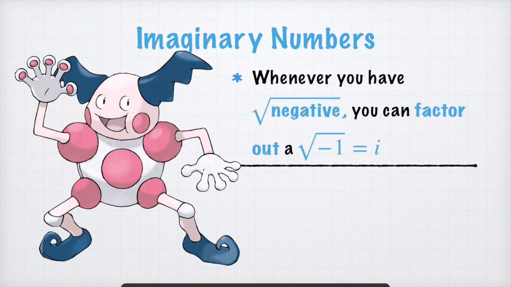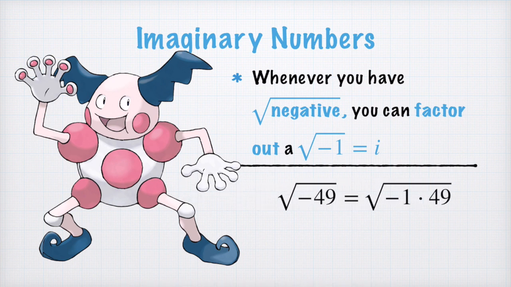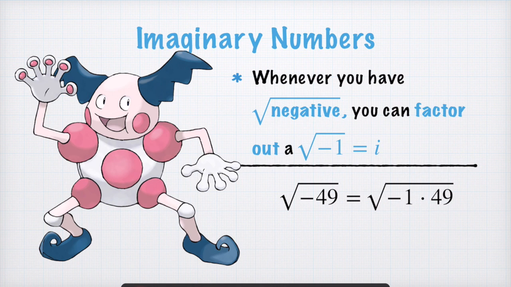And the idea is that whenever you have a square root of a negative, you can factor out a square root of -1, or that imaginary unit i. Let's go through a quick example here of how to do that. We have the square root of -49 is equal to the square root of -1 times 49, because just remember, anytime that we have a negative number, it's just the same thing as saying that we have a -1 times a positive number. And so now we have that square root of -1 in there.